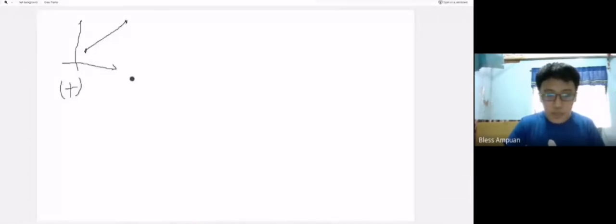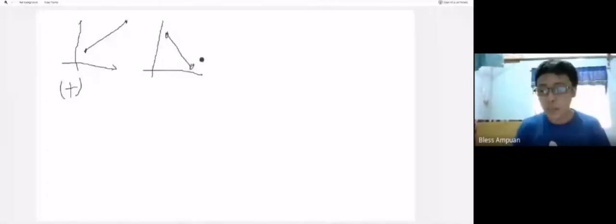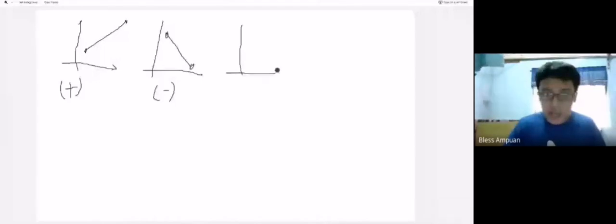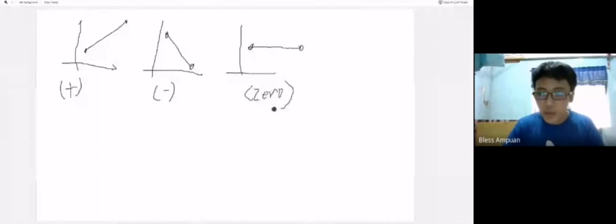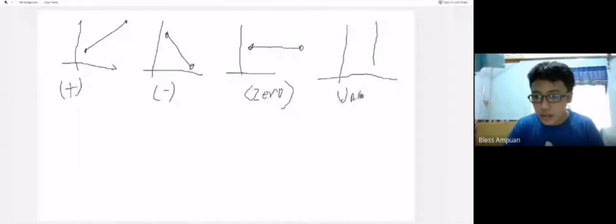If our slope is like this, so again, please take note, this will be some of the questions in the exams, then this is a negative slope. If our slope is parallel to the x-axis, like this, this is a zero slope. Last one, if our slope is parallel with the y-axis, our slope is undefined. Okay, so these are additional inputs.